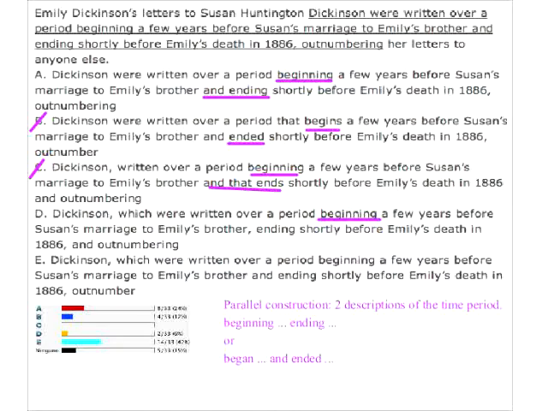Beginning, comma, ending, the use of a modifier here doesn't make sense. You're supposed to have a parallel construction. The use of a modifier is illogical here because it makes it sound like ending shortly modifies beginning a few years before her marriage. These are separate statements about the time period, so they should be put into a parallel structure with and. So that's not a parallel structure at all. And then here we have beginning and ending. So A and E survive the parallelism cut.